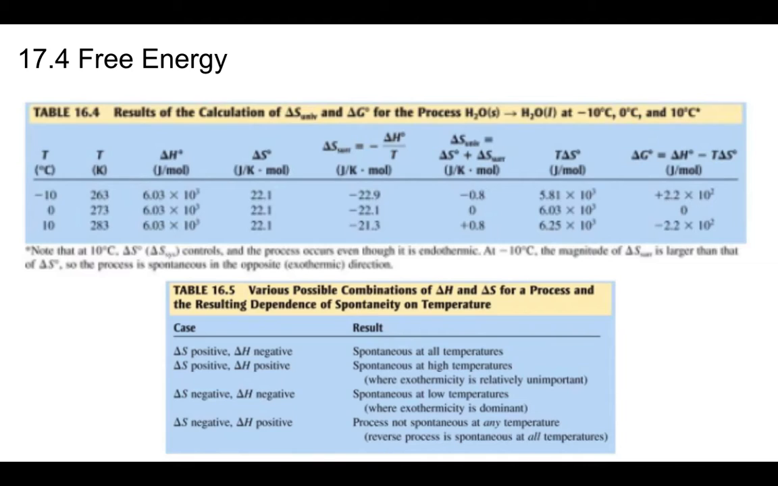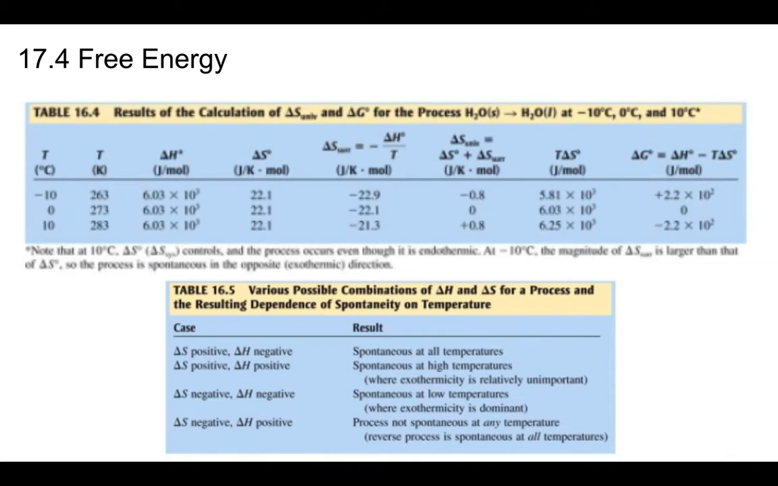As long as you're staying close to the same value of temperature, your delta H will be pretty similar for any particular reaction. Delta S of the system is also fairly constant. Notice it's 22.1 at negative 10, and it's still 22.1 at 0, and it's still 22.1 at 10. So we're seeing that as long as you're staying close to the same temperature, you can expect the delta H and delta S for a particular chemical or physical change to be a fairly constant value.